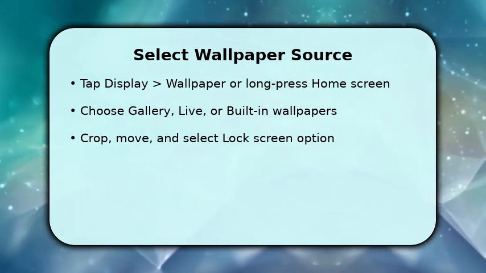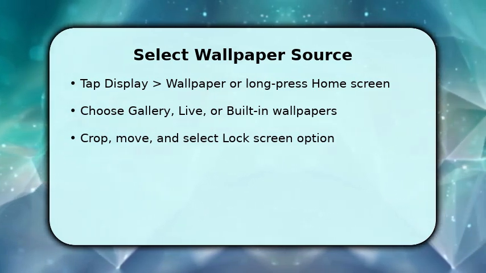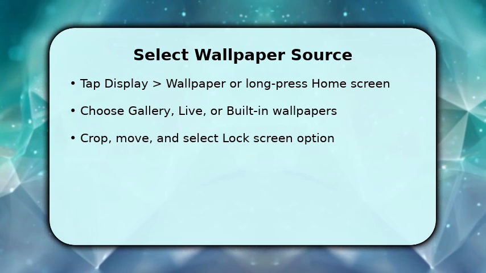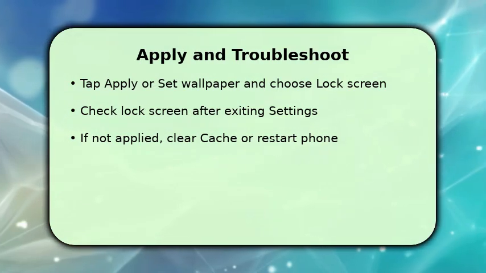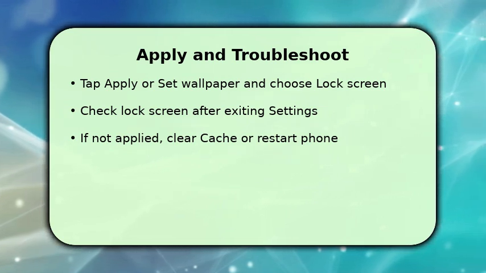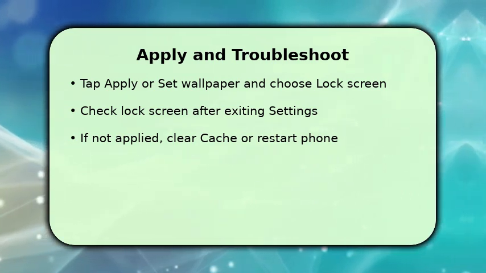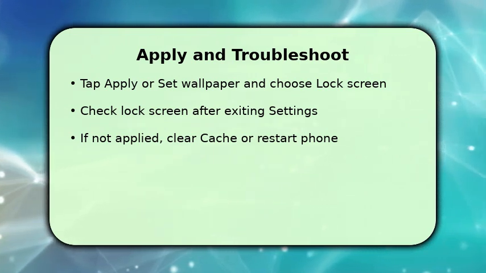Make sure to explicitly choose lock screen only if prompted, otherwise the wallpaper might apply to home screen too. Take a moment to preview the result. You finish by tapping Apply or Set Wallpaper and selecting Lock Screen to confirm placement. This writes the image into System Settings. After applying, exit Settings and lock the phone to verify the new lock screen appears correctly.